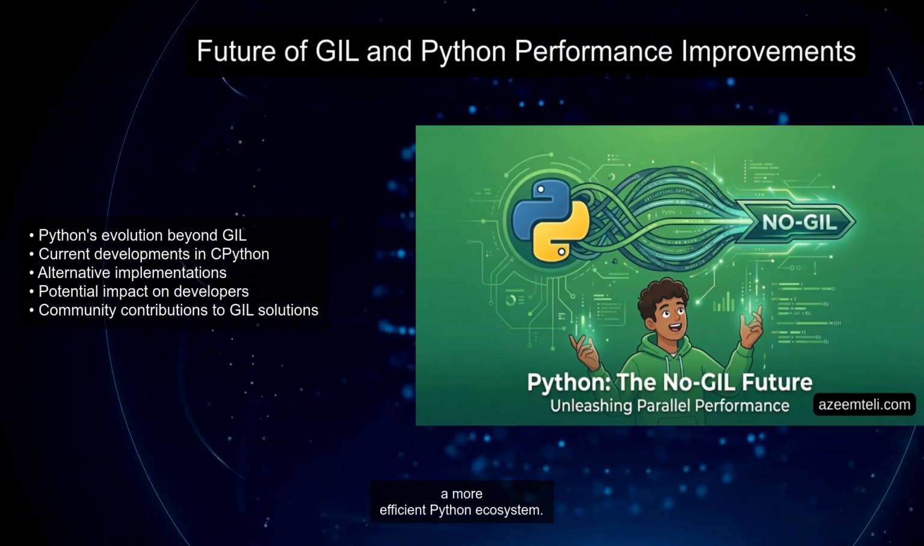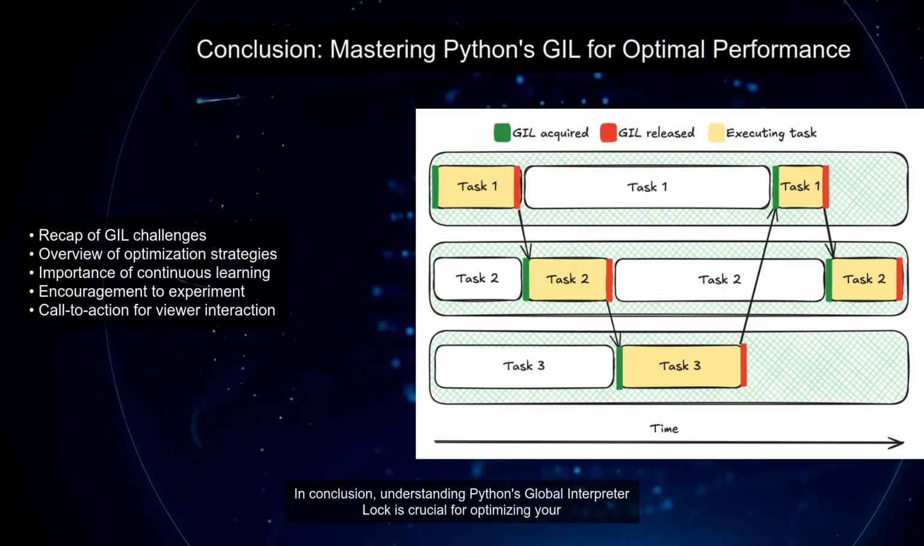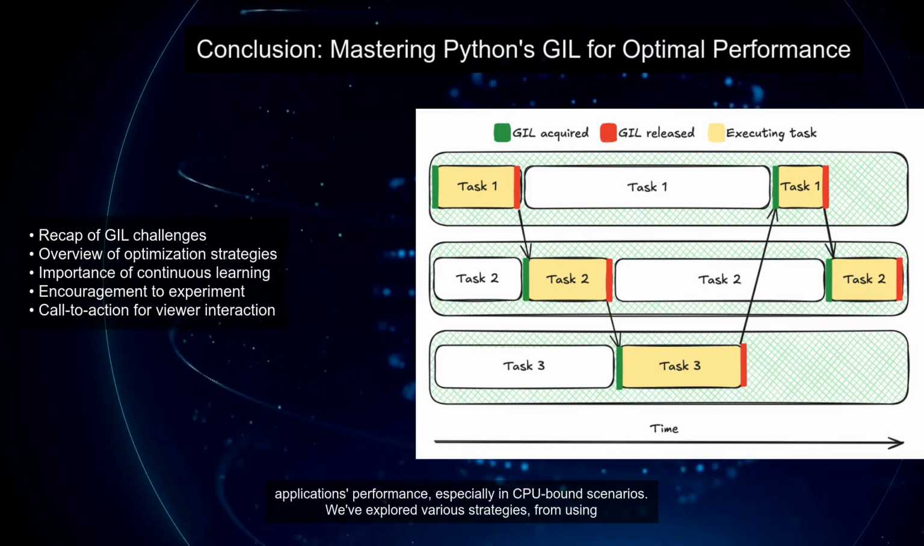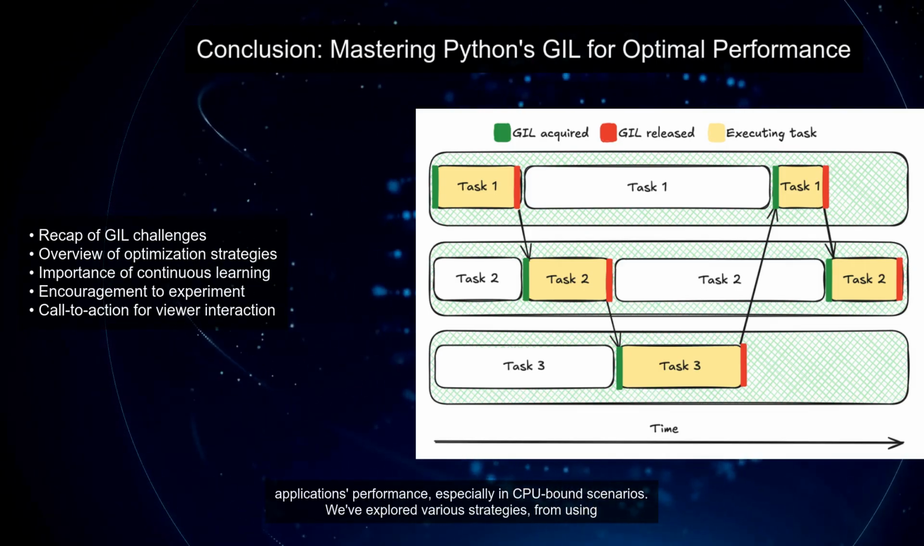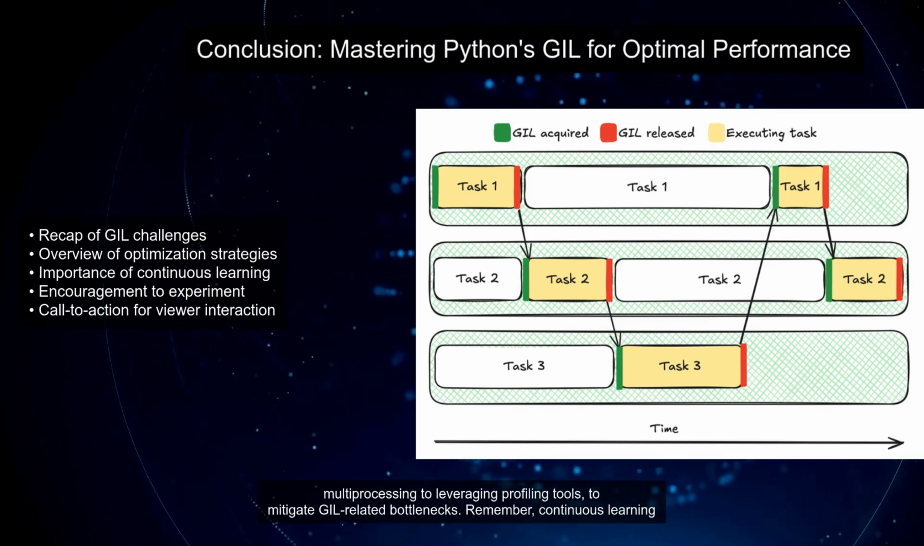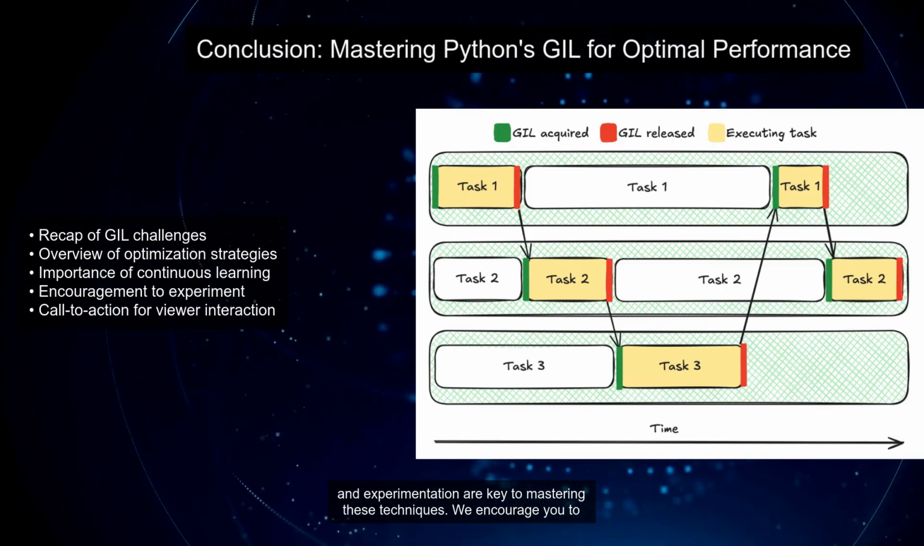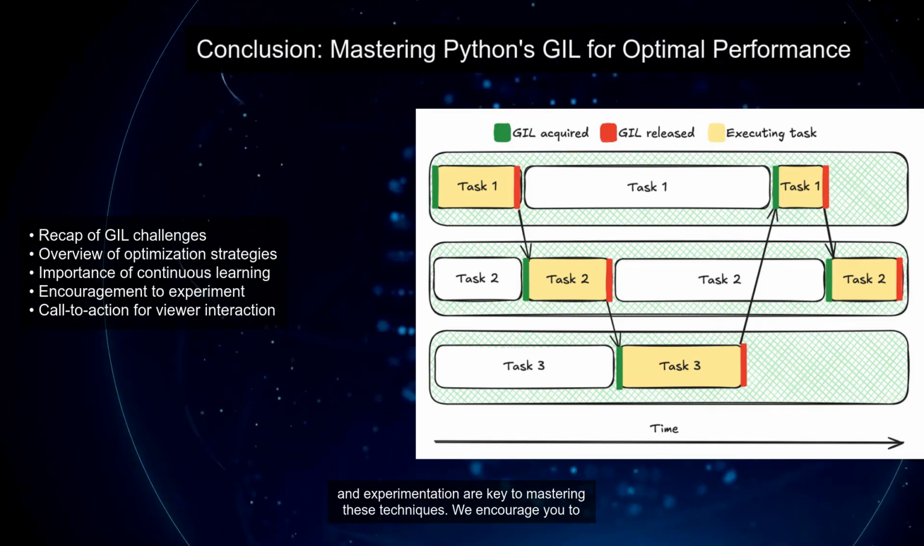In conclusion, understanding Python's Global Interpreter Lock is crucial for optimizing your application's performance, especially in CPU-bound scenarios. We've explored various strategies, from using multiprocessing to leveraging profiling tools, to mitigate GIL-related bottlenecks. Remember, continuous learning and experimentation are key to mastering these techniques.